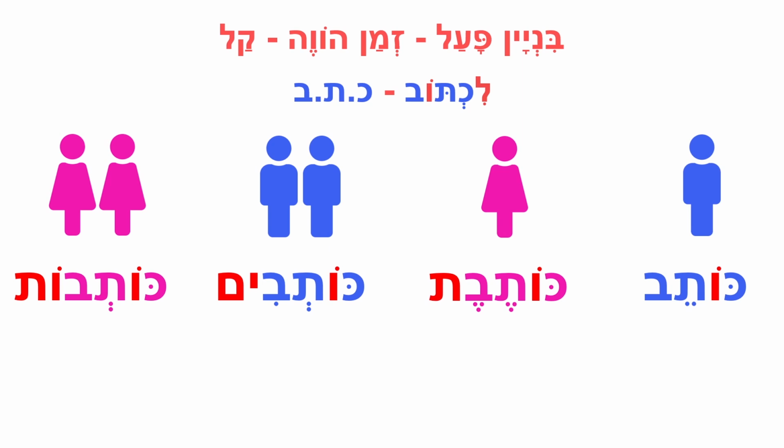Excellent, guys. This was the conjugation pattern of Paal verbs in the present tense. In the next lecture, we're going to learn how to conjugate the verbs in Zman Avar, the past tense.